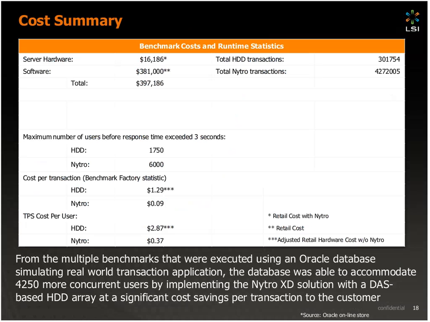And here's a cost summary of that last screen. You'll see the server hardware, $16,000, software is almost $400,000, and hard disk number of users is 1,750 before it exceeded 3 seconds, 6,000 users for Nitro, and these are the cost savings that you would get by implementing Nitro. Not only are you able to support more users within that limit of 3 seconds, we were able to save much more per transaction.